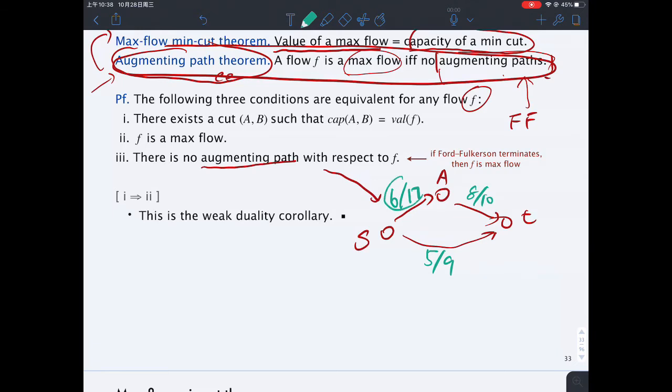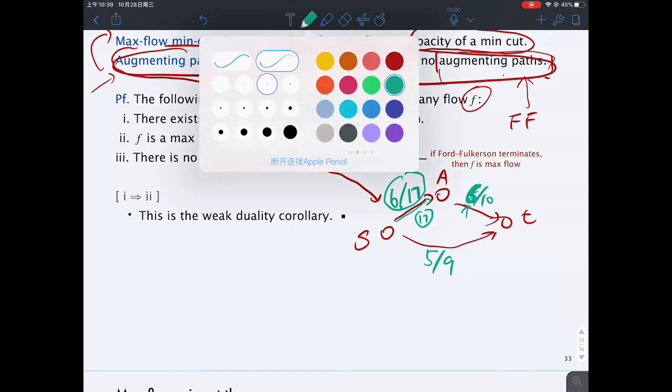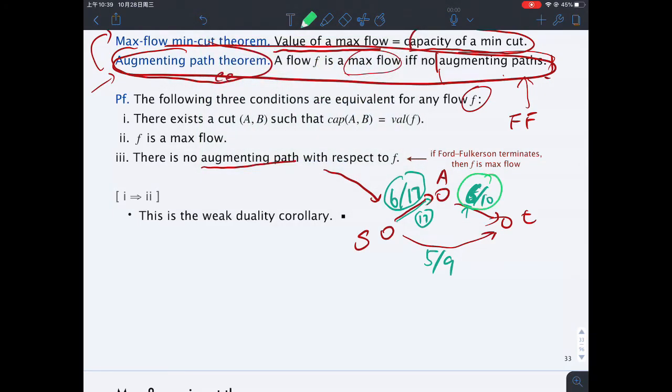So let's say 6/17 means that the capacity of the edge from S to A is 17, and the current flow is using six units of flow. If I want to make the flow a legitimate one, I need to change this. If I look at the second pair of numbers, 6/10, that means the edge from A to T has capacity 10 and we are currently using 6 units. So I need to change this to 6 to make sure the flow conservation property holds for A, right? So this is a legitimate one.